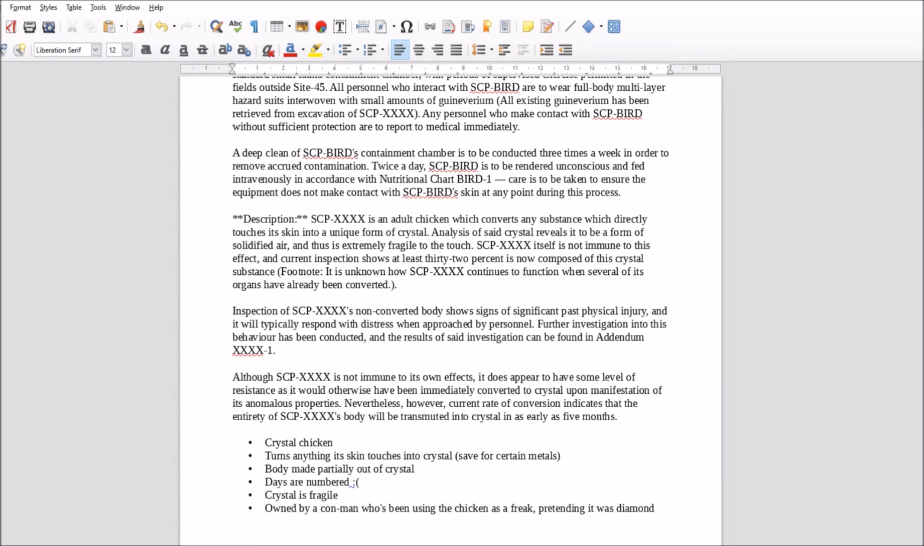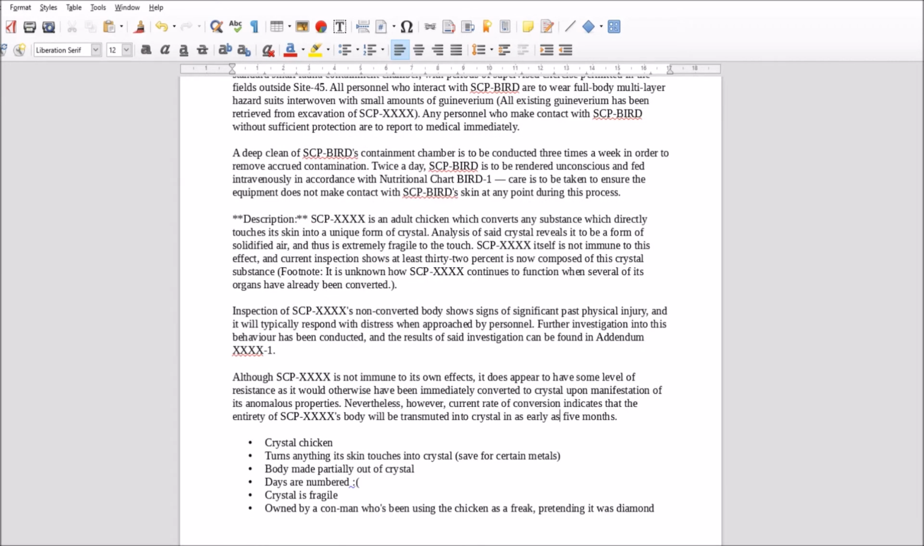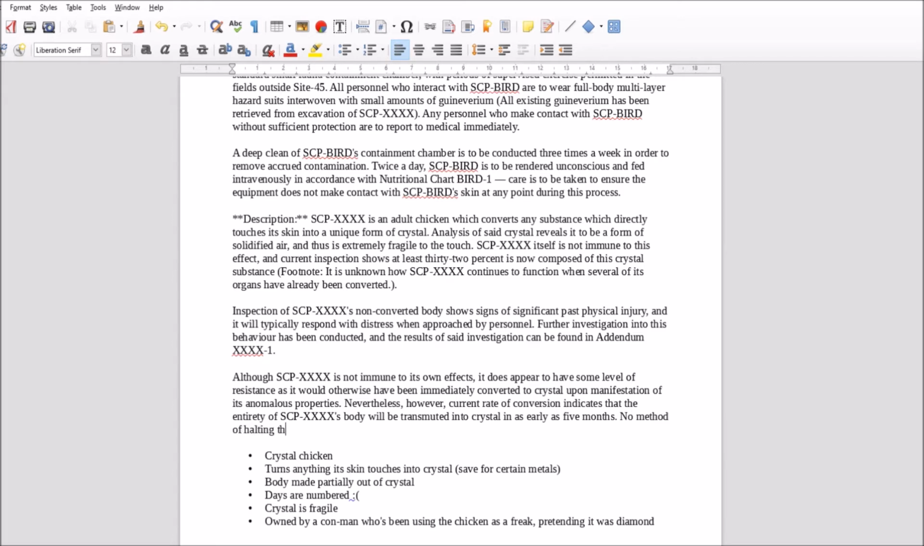They've not really got a full estimate, because it depends how much it touches. Right. Body will be transmuted into crystal in as early as 5 months. Yes. Yeah, that works. No method of halting this process has... Okay. So I would just get rid of the "thus." Just seems unnecessary with the "yet."